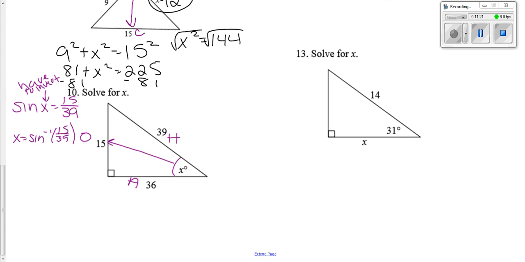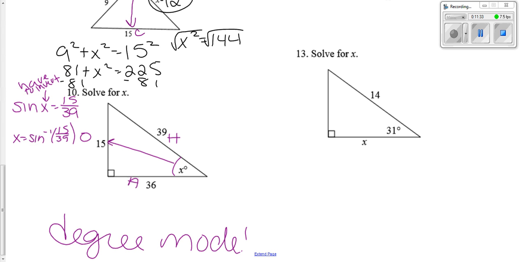So I'm going to put that into my calculator. Remember, I have to be in degree mode. For any time when you're doing something in the calculator with your trig, you have to be in degree mode. So I get that x equals 22.619 degrees.